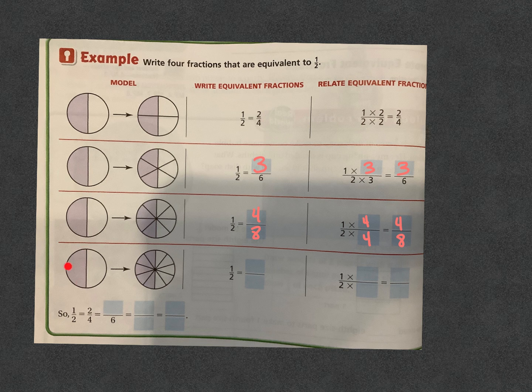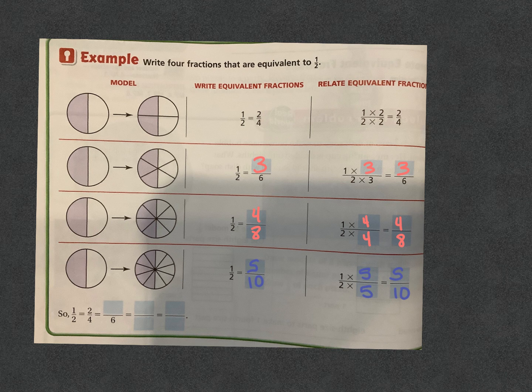And finally, we have the comparison of 1/2 to this amount. We have 1, 2, 3, 4, 5, 6, 7, 8, 9, 10 pieces, 10 total as our denominator. And out of those 10 pieces, 1, 2, 3, 4, 5 are shaded. Well, if I'm doing this mathematically, what do I multiply 2 by in order to get 10? 2 times 5 is 10. And if I'm looking for equivalent fractions, then whatever I multiply my denominator by, I have to multiply my numerator by. So we'll do 1 times 5, which is 5. And of course, this is in fact 5 out of 10, 5/10.